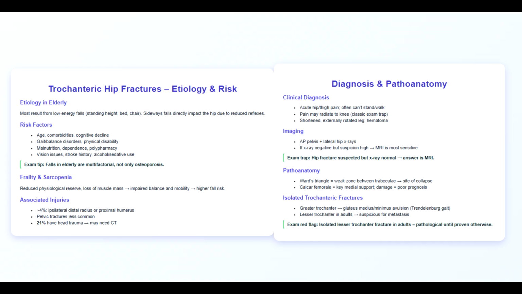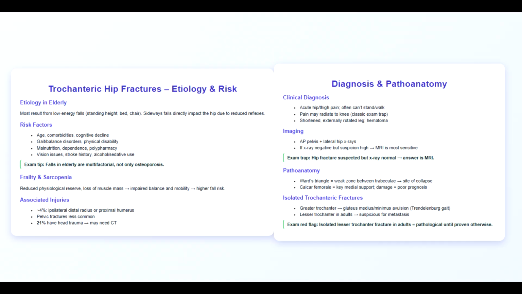What is critical here is the biomechanics of the fall. Because of reduced coordination and protective reflexes, older adults tend to fall sideways, directly impacting the hip. Unlike younger patients who may extend their arms to protect themselves, elderly individuals frequently lack that protective response, which makes the hip the primary point of contact. This mechanism is one of the reasons trochanteric fractures are so prevalent in the geriatric population.